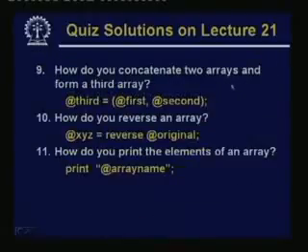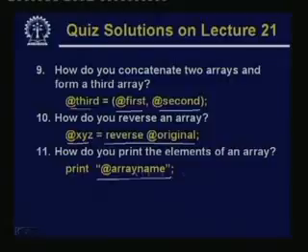How do you concatenate two arrays and form a third array? Simple, form a list with these two arrays and assign it to a third array. How do you reverse an array? Just give reverse of an array and assign it to something else. How do you print the elements of an array? Print within double quotes the array name. Here also, if you give it within double quotes, then this interpolation will be carried out and the contents of the array will be displayed. The elements of the array will be displayed.